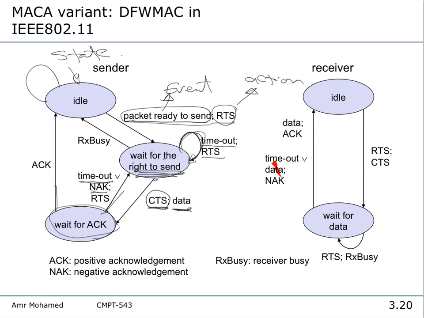It looks like this CTS did not reach the sender on time or something. So I received another RTS from the same sender. In that case, I have to declare the receiver is busy. I will not do anything because I already sent my CTS before. If you did not receive the CTS, I will not.